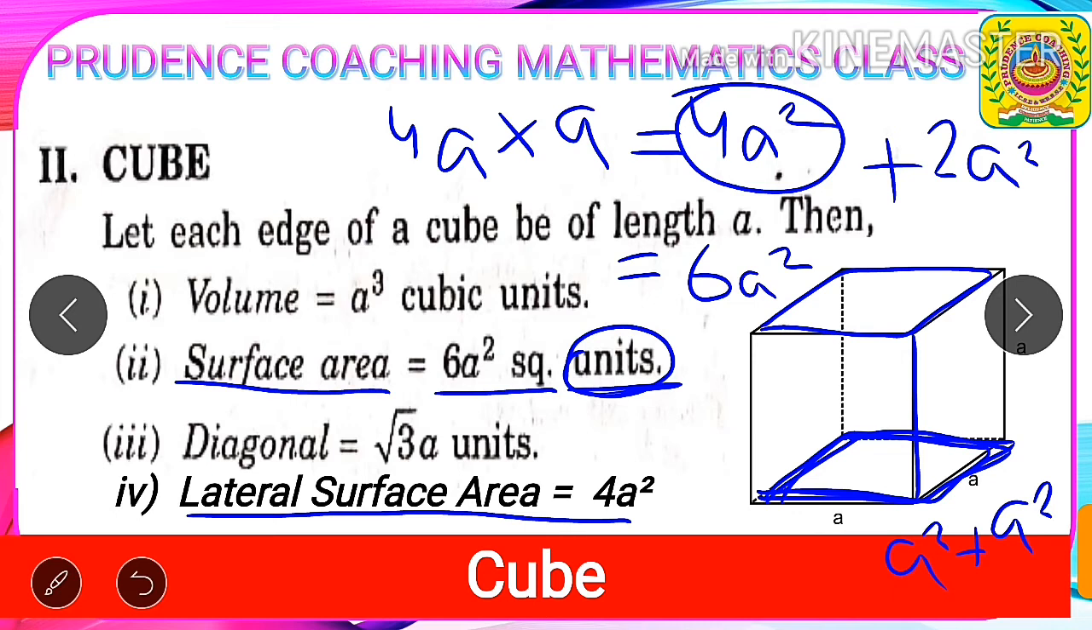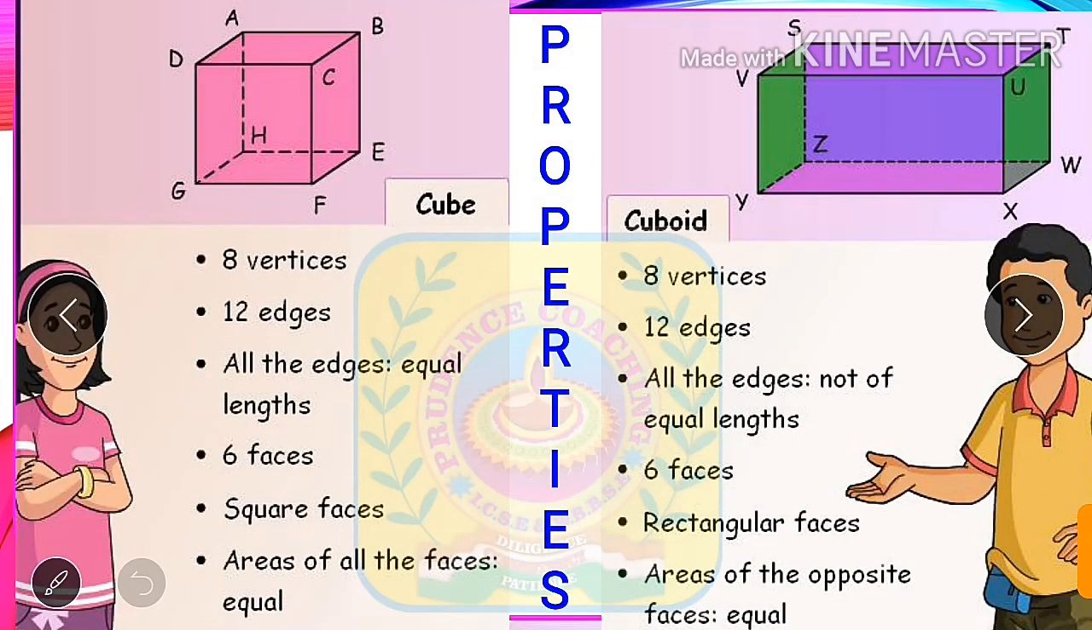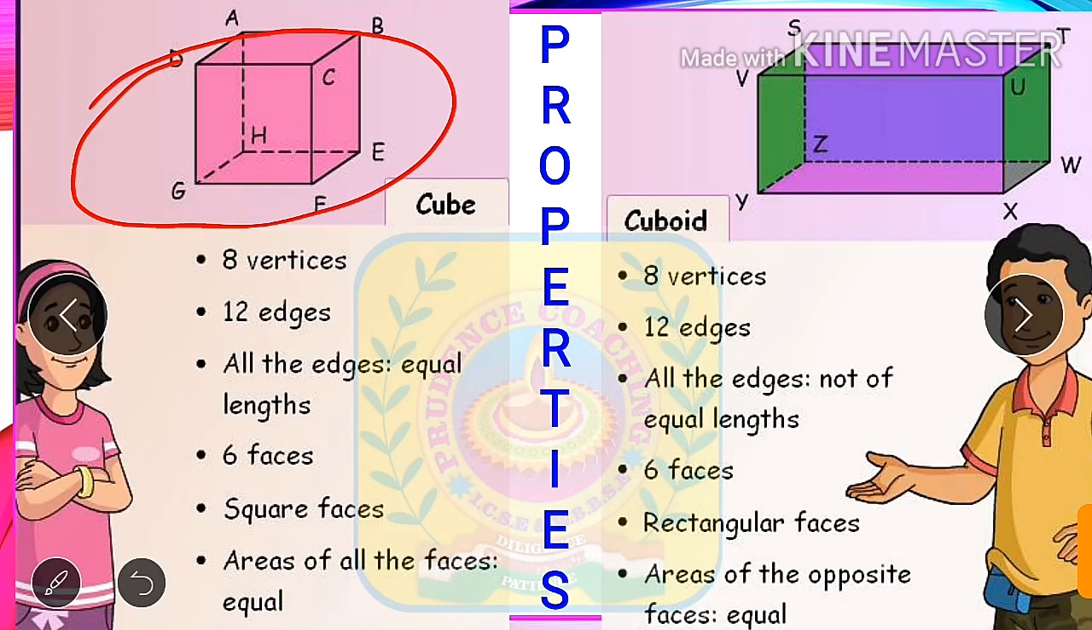Next we need to know the diagonal of the cube. The diagonal of a cube is root 3 A. For moving to the next prism, let us learn the differences between this cube and a cuboid. As you can see, this is a cube which is made up of squares, and this is a cuboid whose base and top are rectangles.